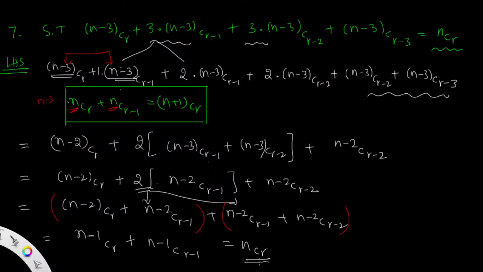Here also we get the value in the form of nCr plus nCr-1, that is (n+1)Cr. By adding 1, you get n, and in the place of r we have r minus 1. So nCr plus nCr-1 equals (n+1)Cr, that's all. Then go to the next question, question number 8.